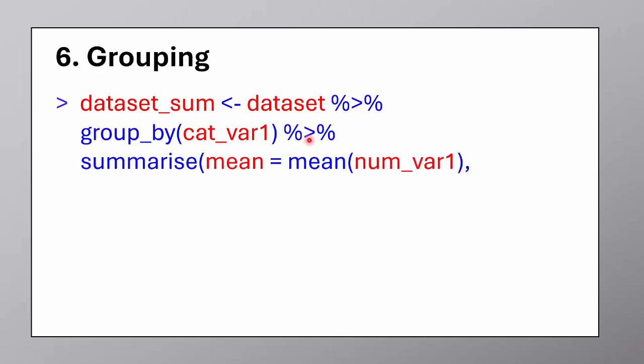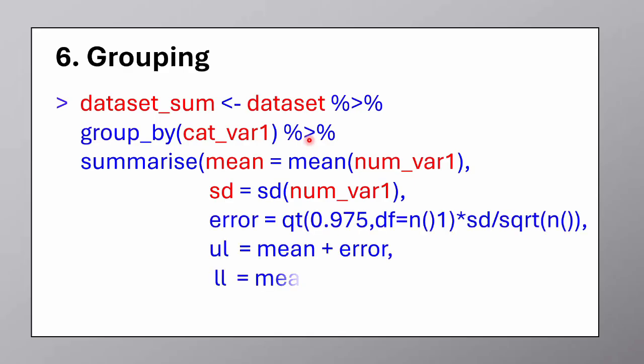And you just use the function summarize. You can do a bunch of things, but this is typically the setup I use the most, because this is the information you need to make something like a bar plot. We'll see how that works later on. So you're going to create a variable called mean in this new data sum data set, and it's going to be the mean of whatever numerical variable in your data set you want, so numerical variable 1. You can also do standard deviation, again using the function sd of that numerical variable.